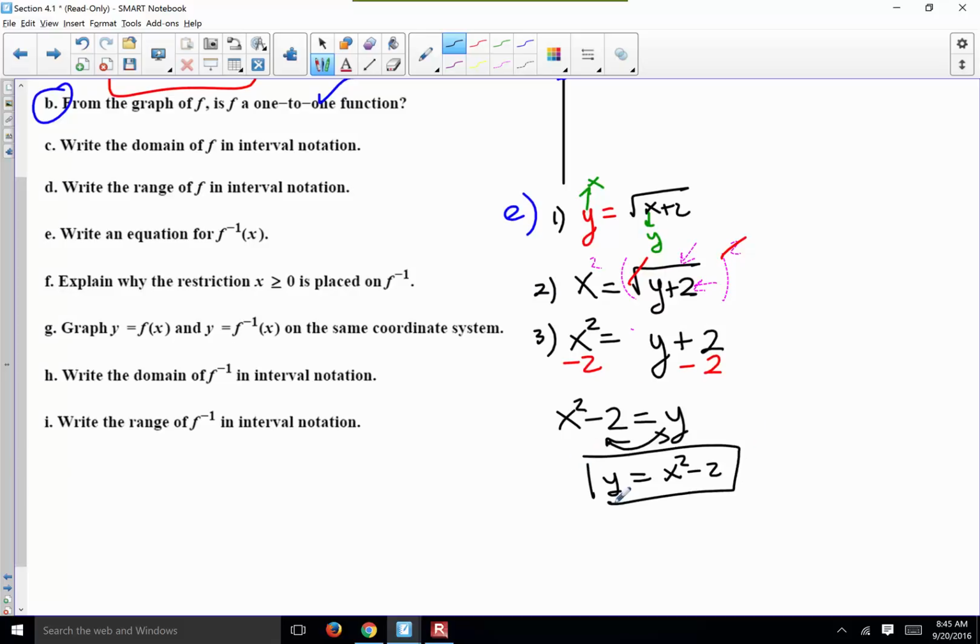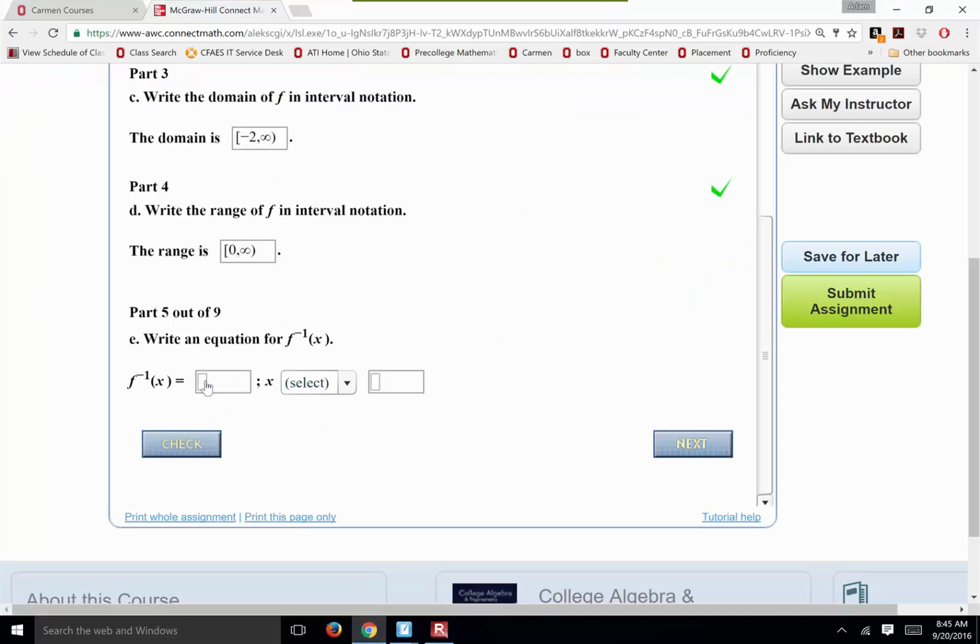This is step 3, but step 4 is formally declaring the inverse. So make y into this, and voila. This is the inverse. Okay. Alright. Now, when you go to the question, try to enter that.